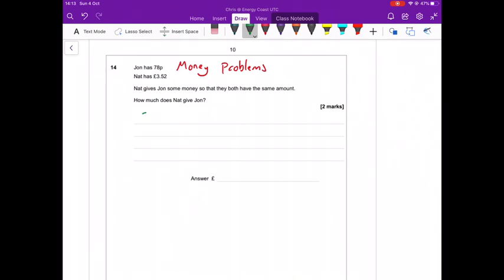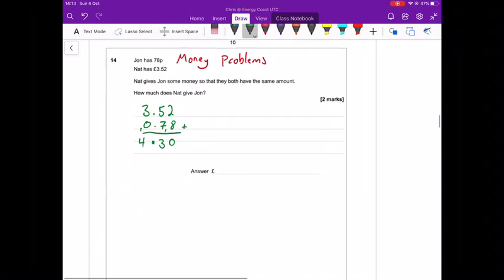Right, here's what I'm going to do first. I'm going to start by adding up these two sums, okay? So these two sums of money, 3.52. Add no pounds, 78, okay? I'll show you why in a second, but we're going to add them. 2 add 8 is 10, no, carry the 1. 5 add 7 is 12, add another 1 is 13. I'm going to put the decimal back in here and carry the 1, so I get 4. In total, they have £4.30.